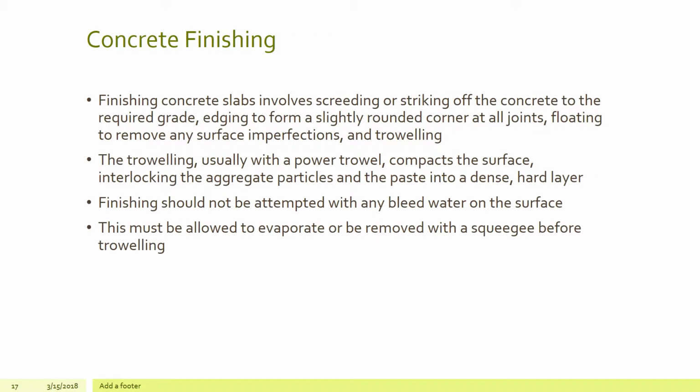Finishing concrete slabs involves screening or striking off the concrete to the required grade, edging to form a slightly rounded corner at all joints, floating to remove any surface imperfections, and troweling. The troweling, usually with a power trowel, compacts the surface, interlocking the aggregate particles and the paste into a dense, hard layer. Finishing should not be attempted with any bleed water on the surface. This must be allowed to evaporate or be removed with a squeegee before troweling.